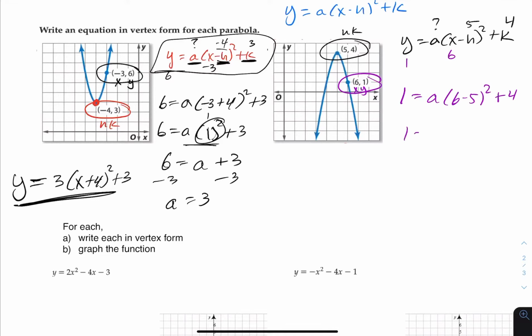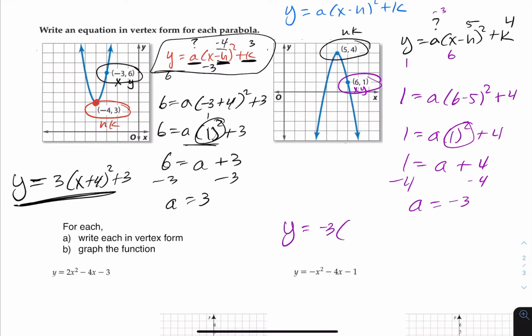Just like before, I get 1 squared plus 4. So you have to do this first. So 1 equals a plus 4. Subtract 4 from both sides. So a equals negative 3 this time. So now you have everything you need, because a is now negative 3. You can rewrite it. I'm going to leave x and y alone. So it'll be y equals negative 3 times (x minus 5) squared plus 4.